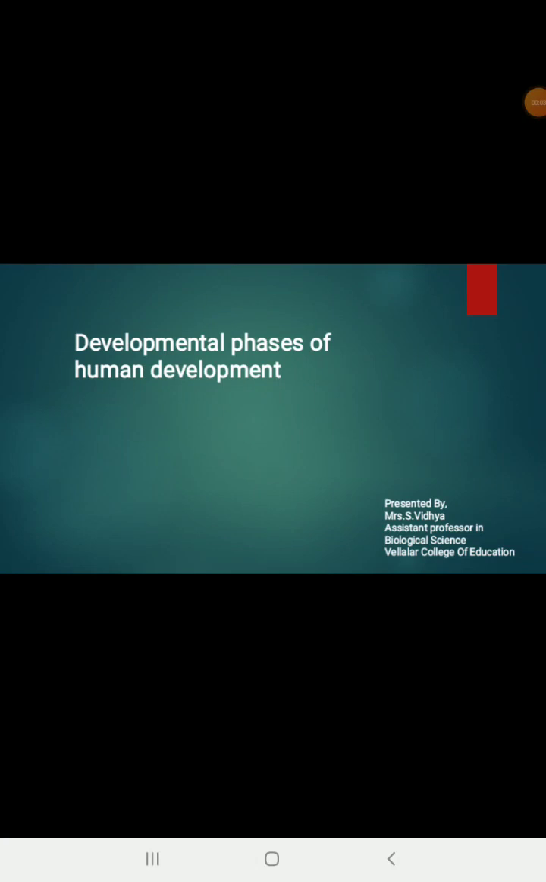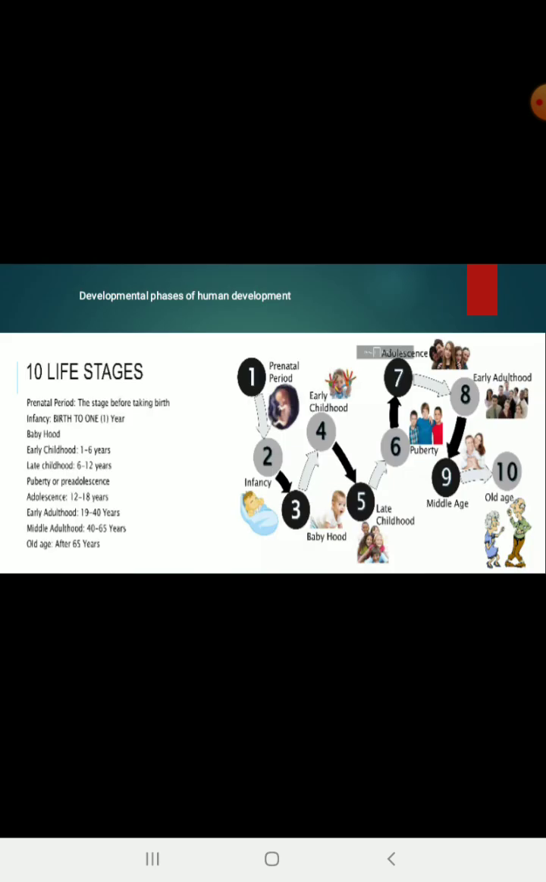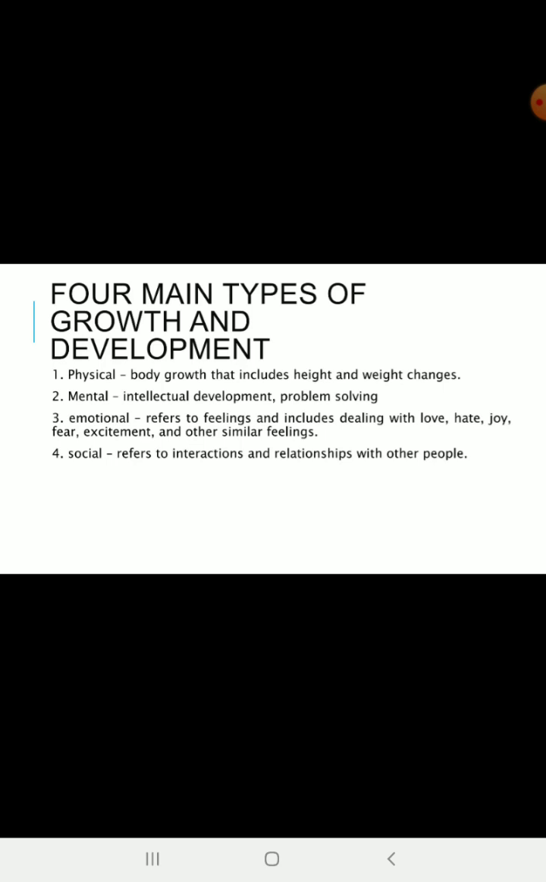Now I am going to talk about the topic developmental phases of human development. First, the developmental phases of human development contain 10 life stages. First one, prenatal period, the stage before taking birth. Infancy, birth to 1 year. Babyhood, early childhood, late childhood, puberty, adolescence, early adulthood, middle adulthood, old age.